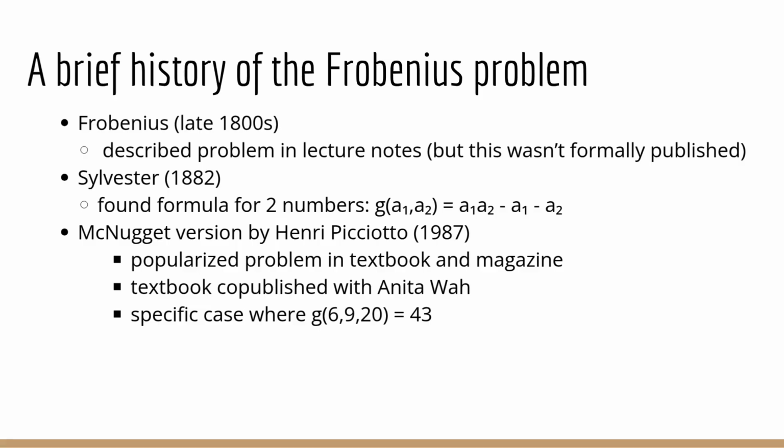And in 1882, Sylvester worked on the version that only has two numbers, and he found a formula where g of a1 and a2 equals a1 times a2 minus a1 minus a2. And then the McNugget version actually came much later. It became popular through a magazine and a textbook in the 1980s by Henry Picciotto. And that was our earlier example in which the McNuggets were being sold in boxes of 6, 9, or 20.